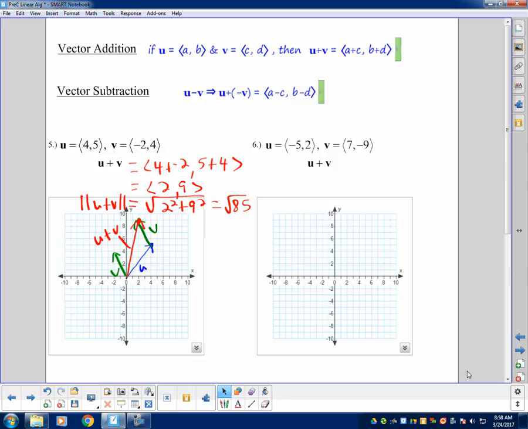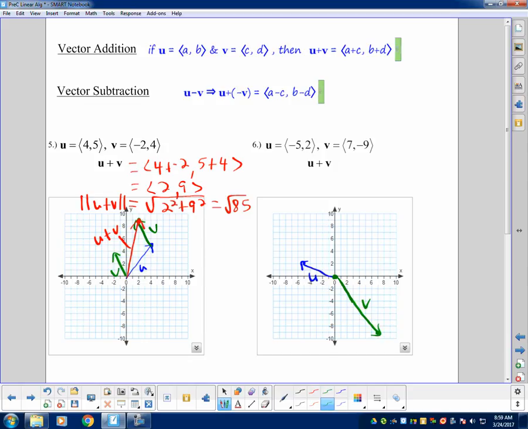Okay, number 6. Let's do a geometric representation here. We have -5, comma 2. That's vector u. And then we have 7, comma -9. So 7 right, 9 down. That's going to be vector v. And I'm adding u plus v. So I'm going to take vector v and place its endpoint, which I just accentuated here, on the end of u.